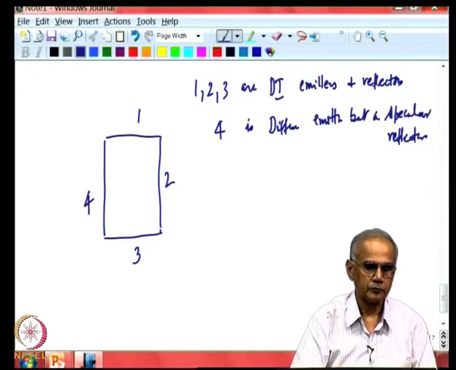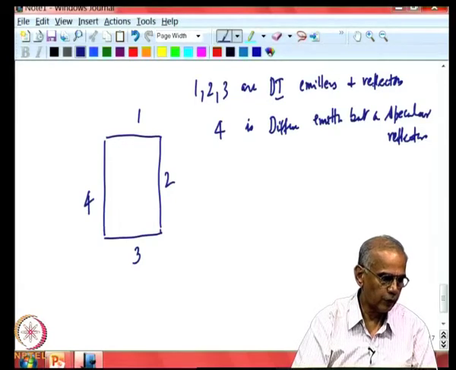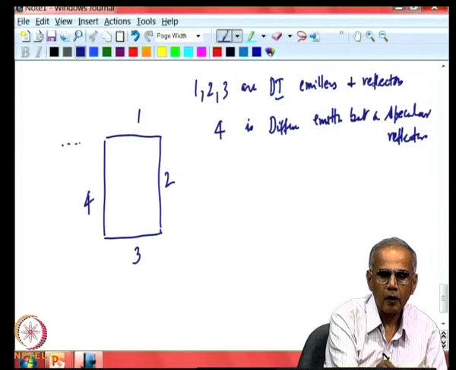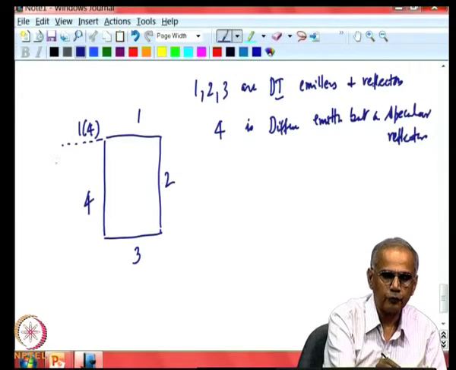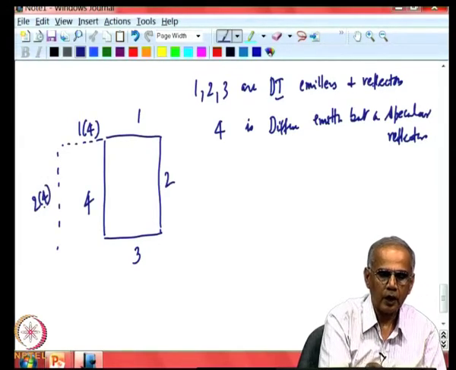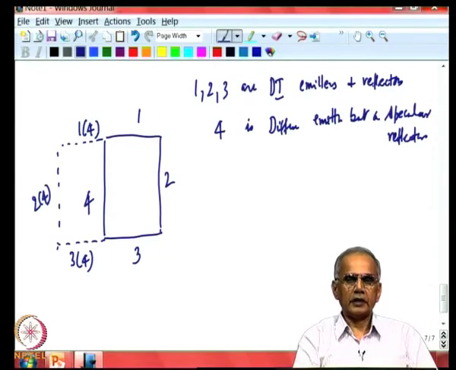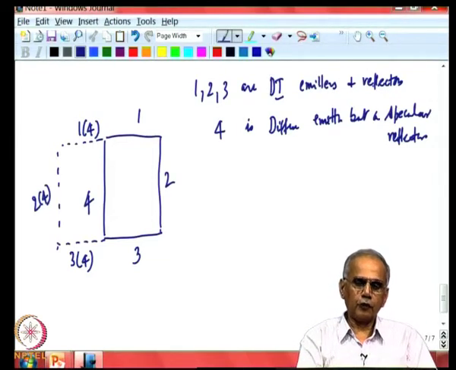Okay. So, because 4 is a specular reflector like a mirror, you will get an image of 1 in 4, we will call it 1 bracket 4, an image of 2 in 4, I will call it 2 bracket 4, and you have an image of 3 in 4. So, we construct these 3 imaginary surfaces 1 bracket 4, 2 bracket 4, 3 bracket 4, which are mirror images of 1, 2 and 3 in the mirror 4.